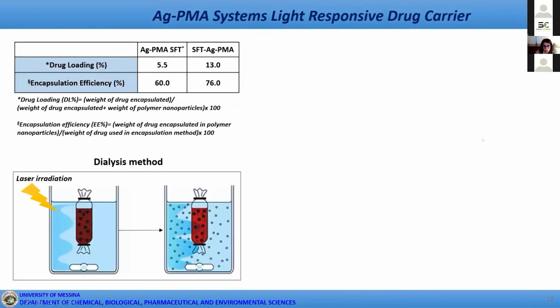At this point, we want to investigate the ability of both capsules and nanoparticles as a light-responsive drug delivery system. To investigate this aspect, the dialysis method was adopted. Then we dispersed the nanoparticles or the capsules in PBS solution. The dialysis membrane was filled with this solution, and then it was submerged in PBS solution.